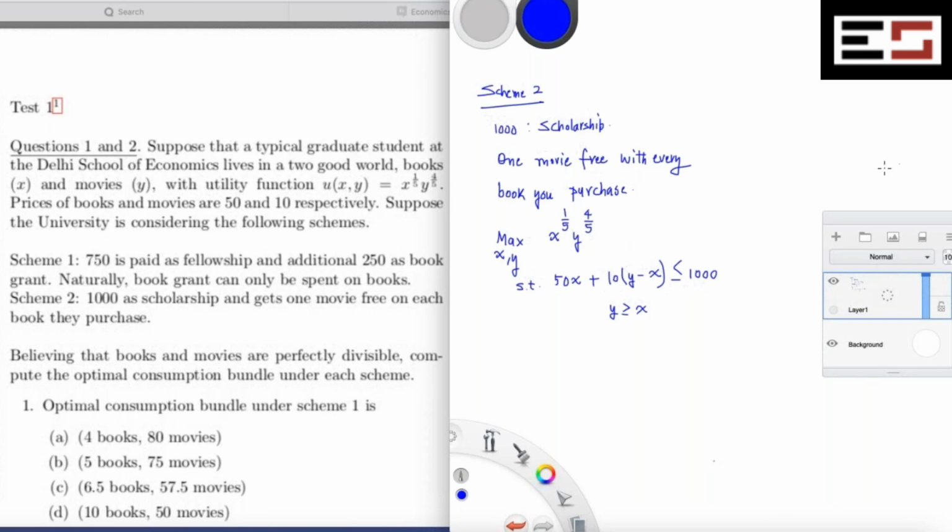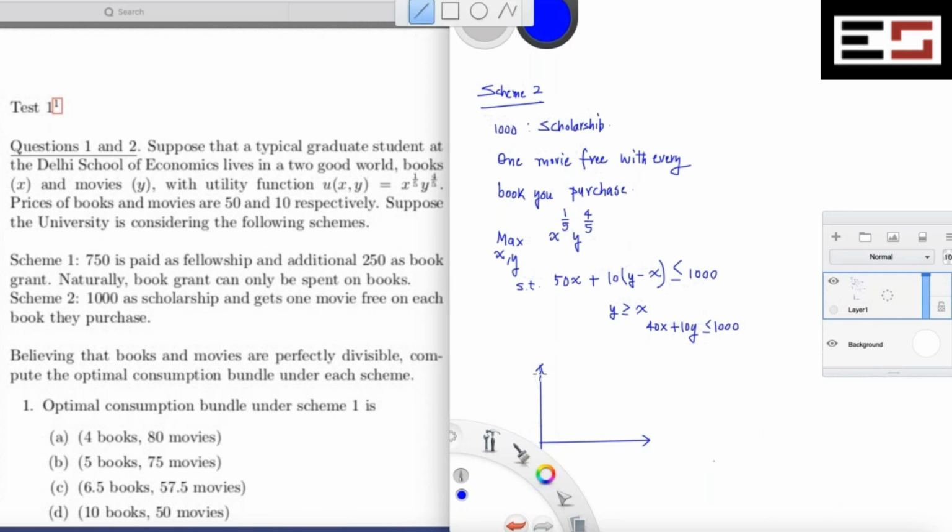Okay, and now it's again a straightforward problem. You just have to plot the constraints, which is a routine thing, and solve the problem. So notice that this first constraint can be rewritten as 40x plus 10y less than or equal to 1000. Okay, so this first constraint can be rewritten like this.